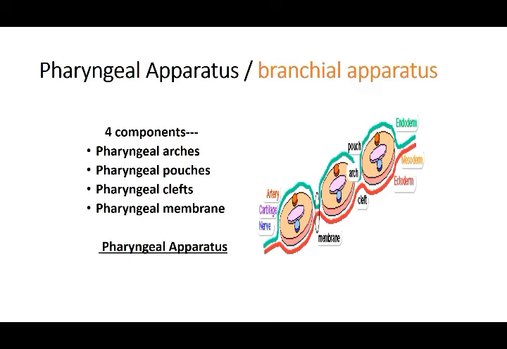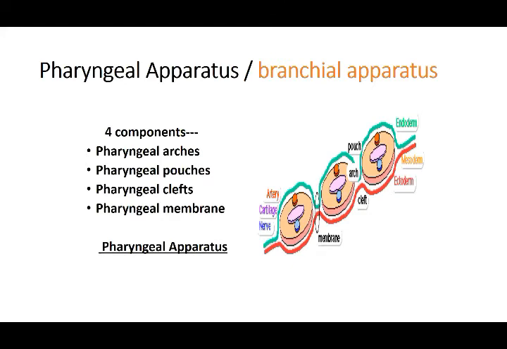And where these three layers meet, mesoderm, ectoderm, and endoderm, that forms a membrane. As this picture makes very clear, from the outside to the inwards, you have ectoderm, mesoderm, and endoderm. Where you have these three in the depression, there you have this membrane, which is called the pharyngeal membrane, and all these four together are given the name pharyngeal apparatus.